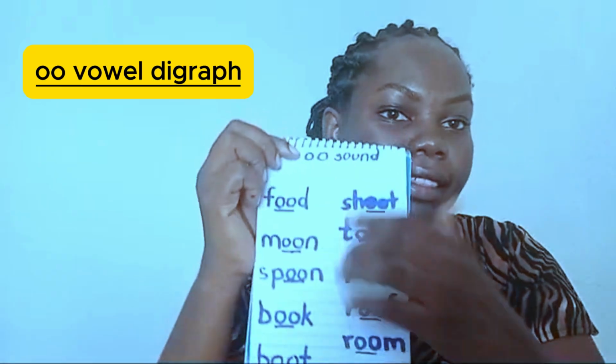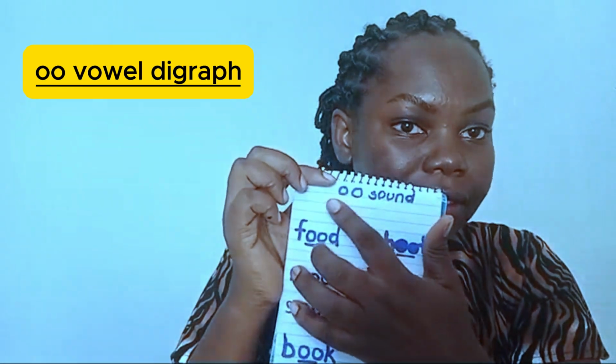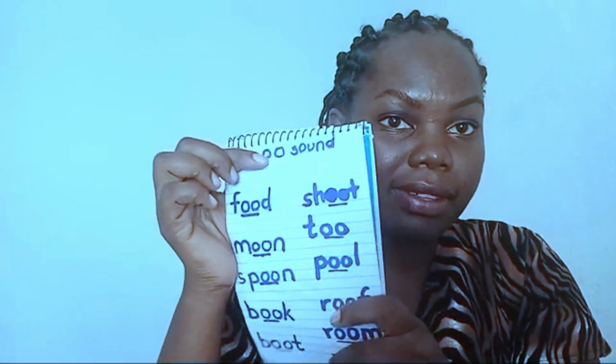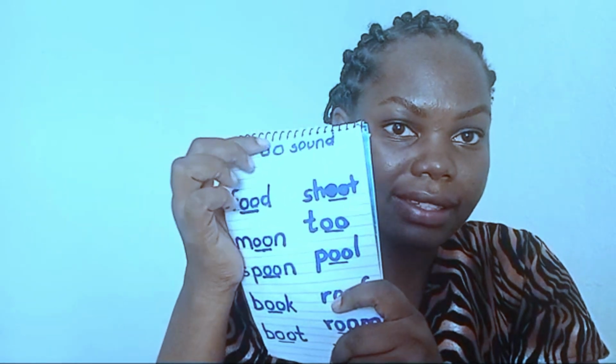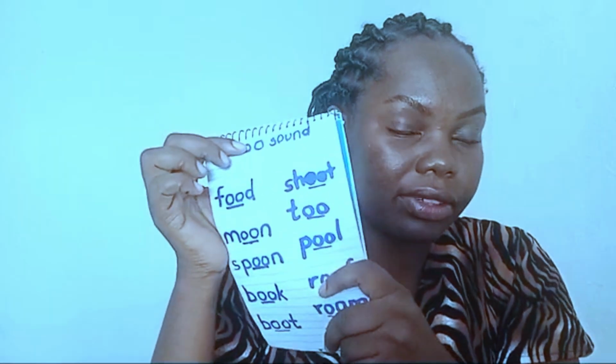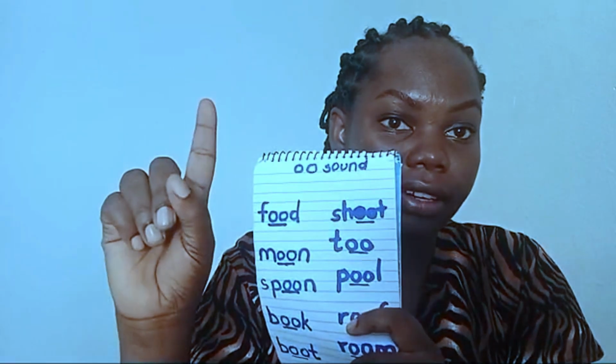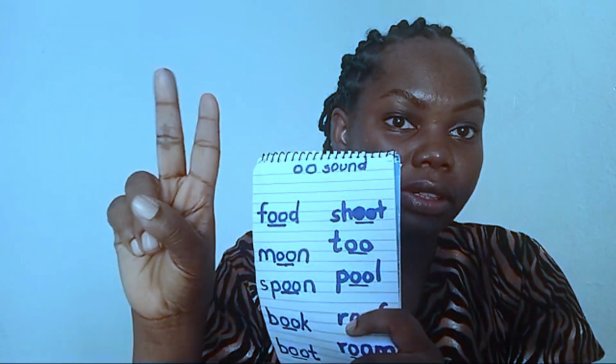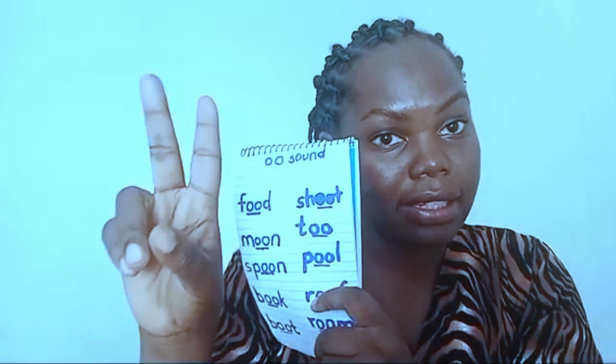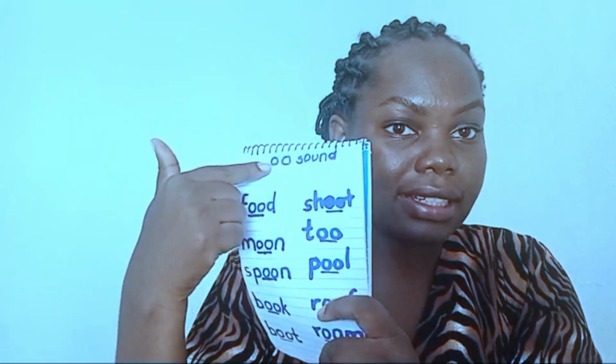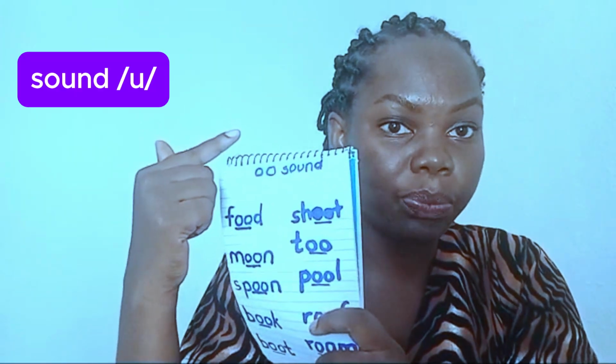I'm Teacher Mary, and in today's video, we're going to be learning about the O sound or the double O sound. So, the double O sound, these double O's are a digraph. Remember in the previous videos, we said digraphs are two letters that come together to make a single sound. So these are two letters that make the sound oo.